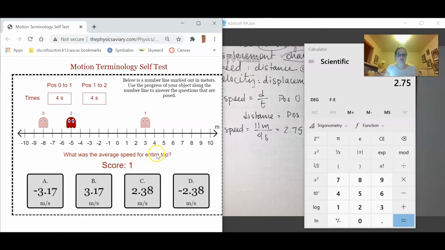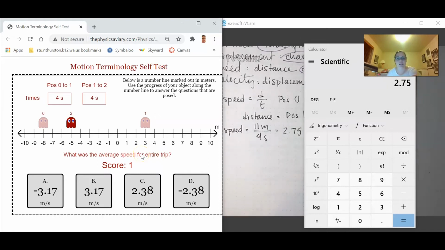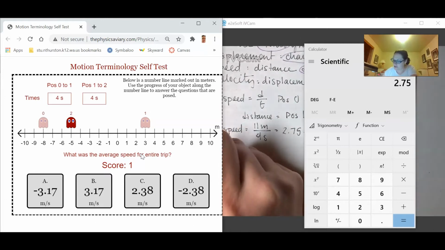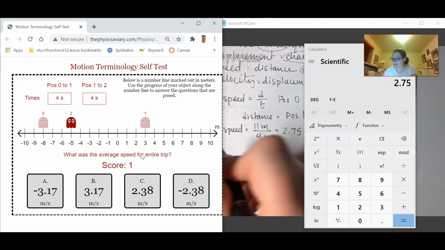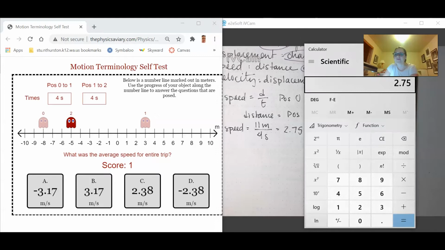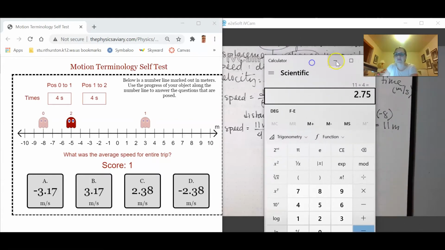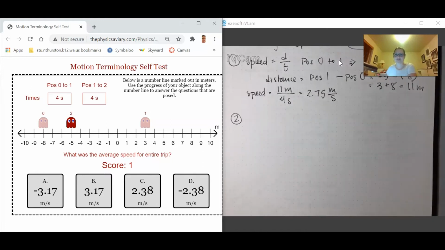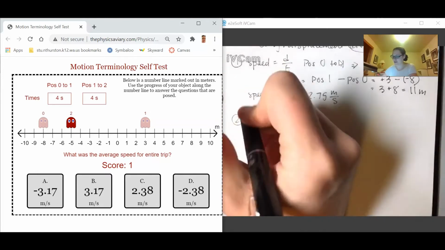What was the average speed for the entire trip? Okay, average speed for the entire trip. Well, if I want to know what my average speed is for number 2 here, this is the entire trip, right? So my speed, oh, excuse me, calculator. Calculator, would you go somewhere else? My face is in the way. I couldn't minimize that. So for number 2, I'm looking for my average speed for the entire trip.